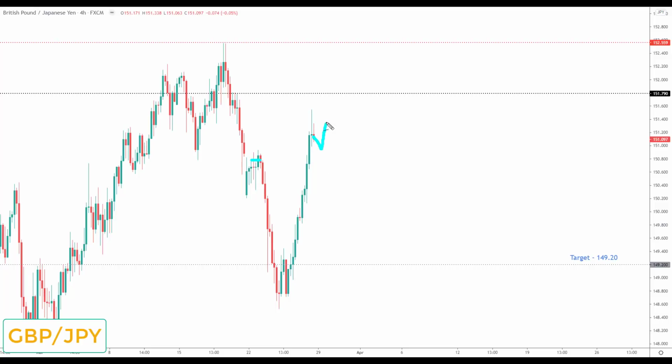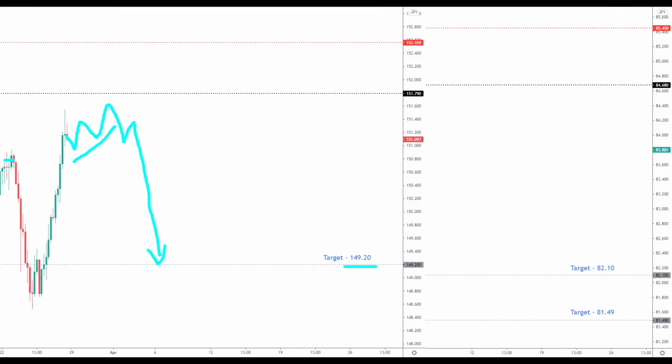Any reversal in this market will be viewed next week as the opportunity to look for short positions down to the next key of support to the downside of the target set at the 149.20.